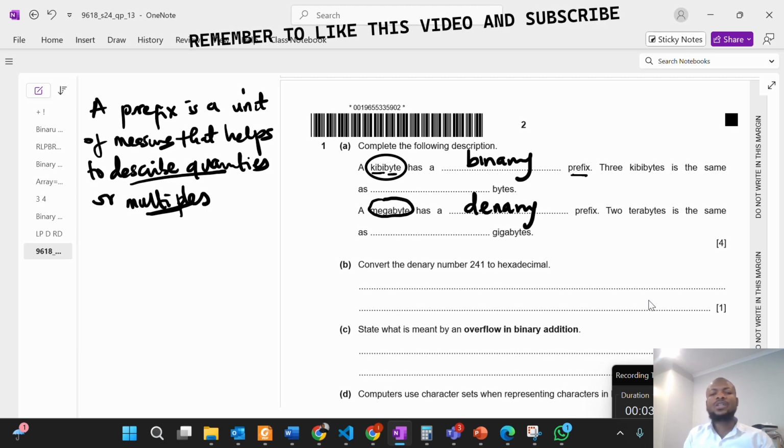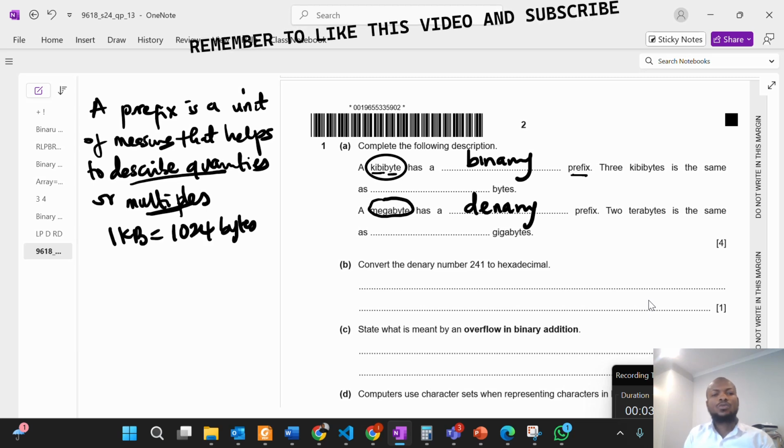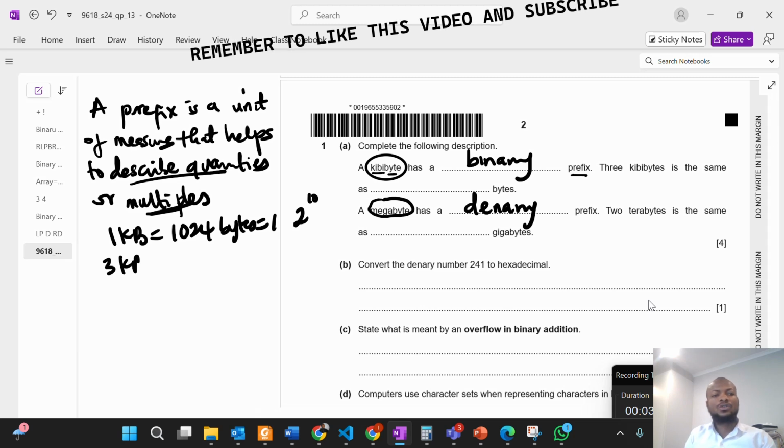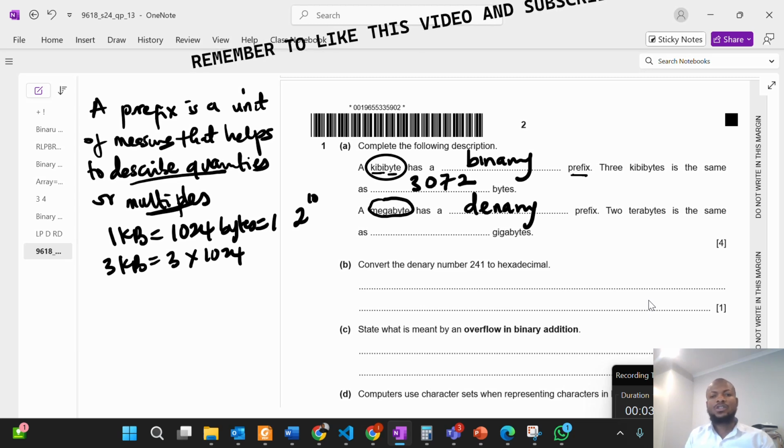So 3 kibibytes, don't forget that 1 kibibyte is equal to 1024 bytes, which is also 2 raised to power 10 bytes. So in this case, 3 kibibytes in this question should be equal to 3 multiplied by 1024, and that should be 3072 bytes. Is this understood?